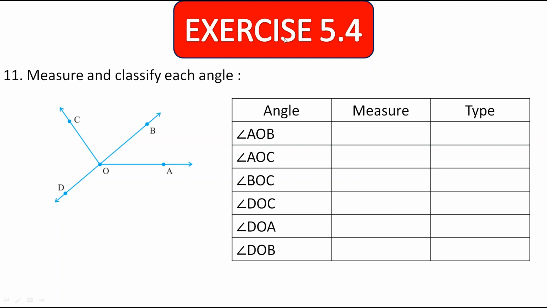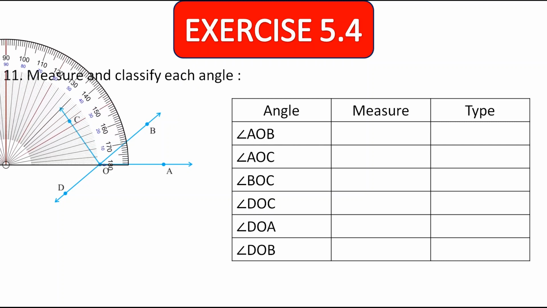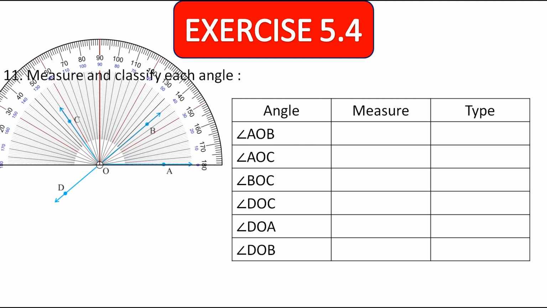Measure and classify each angle. Okay, let's measure the angles. First AOB. The angle AOB is equal to, see here, 40 degree. And 40 degree means acute angle, as it is less than 90 degree. Now we have to measure angle AOC. So it is measuring 125. So it is an obtuse angle, as it is greater than 90 degree and less than 180 degree.